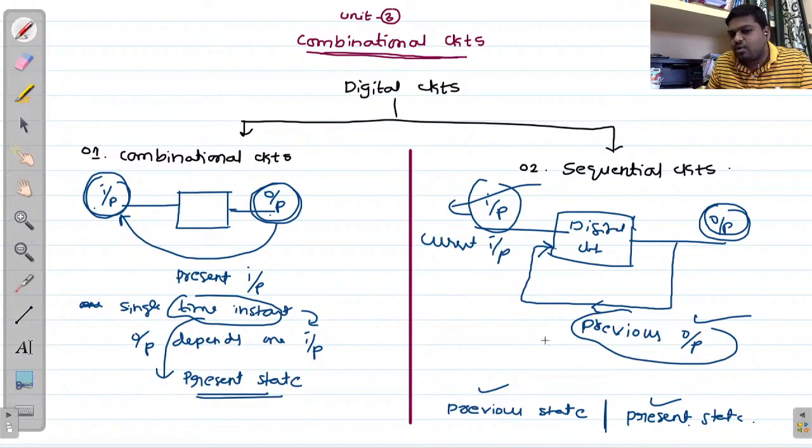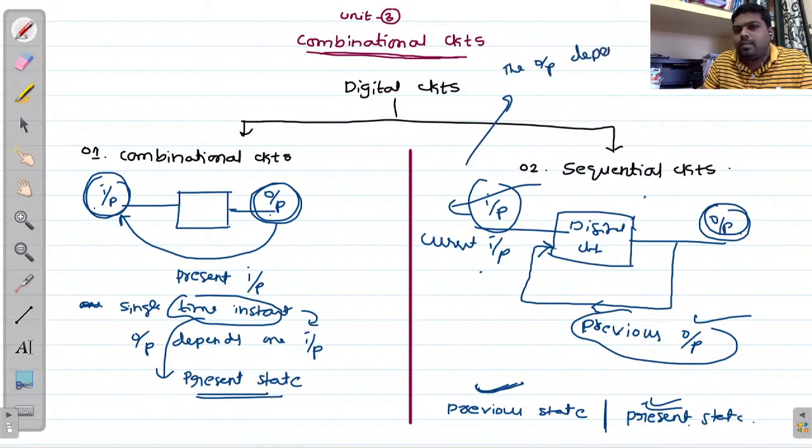Sorry, this previous output means what? Previous state, right. And current input means what? Present state. That means the output depends on previous output and current input, then it is called a sequential circuit. Simply, here I am writing the output.